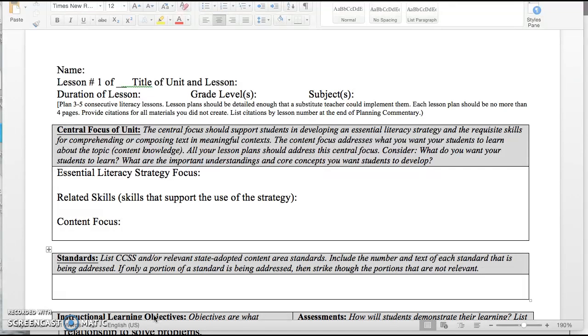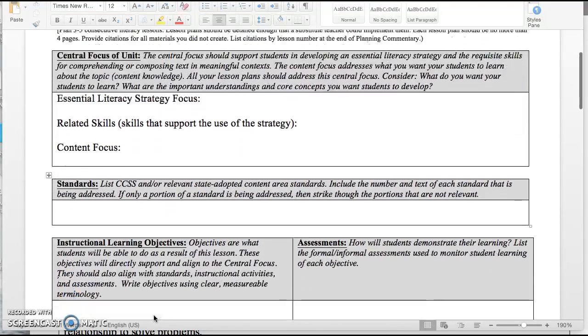So the first thing I want to talk about is the essential literacy strategy focus and content focus. Initially, I was really confused on these two areas. I didn't know how to differentiate between the two. And now I understand that essential literacy strategy focus is more of what the students are learning or going to be doing throughout the whole entire unit. And then more specifically, the content focus: what are the students going to be learning or doing in a lesson, that day? And so I have a better understanding of that now.